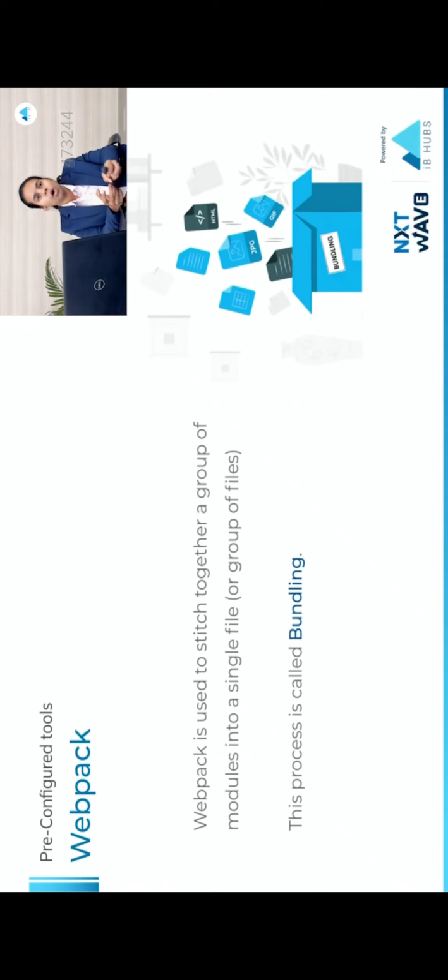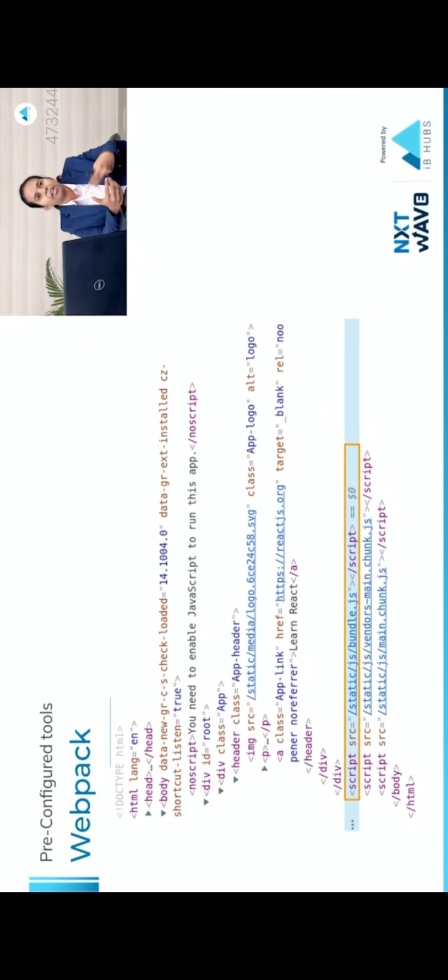Another one is Webpack. Using this tool, it will stitch all the modules that we have written into a single file. In the real world, we'll be writing various modules and a lot of components. Webpack will stitch them together into a single file, or a group of files. This process is called bundling, and there are a lot of advantages to it. So finally, when we render index.js, we'll be able to see the output. When you inspect the element, at the end you'll see script bundle.js, which just refers to Webpack. So we understood the various pre-configured tools that come with the React app and the advantages of having them.